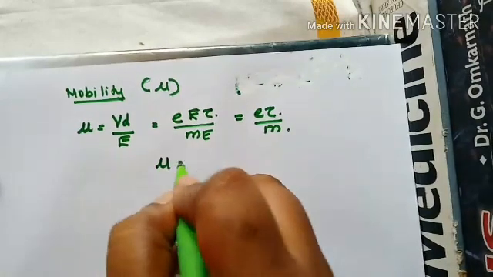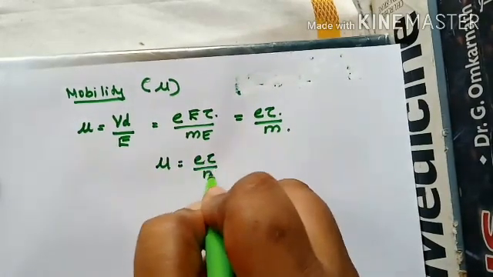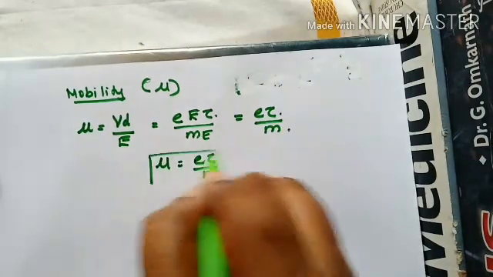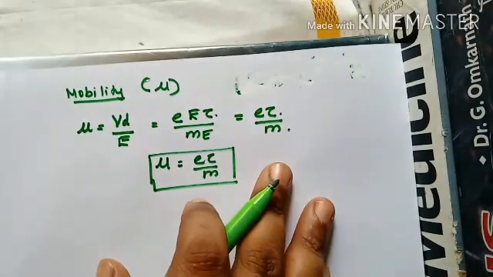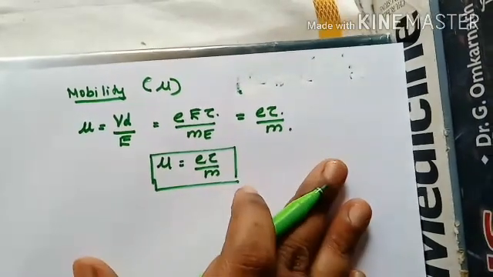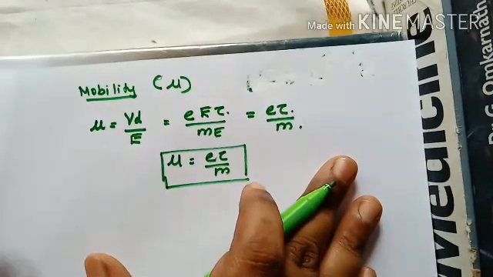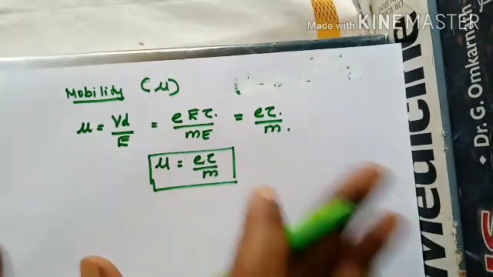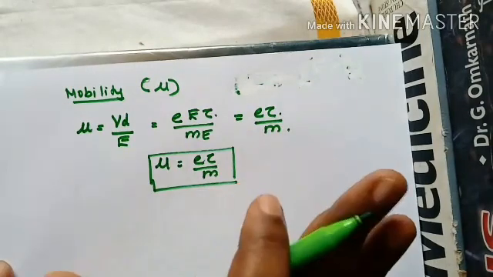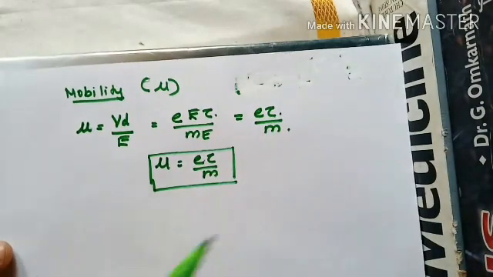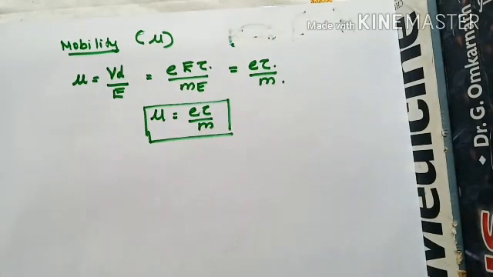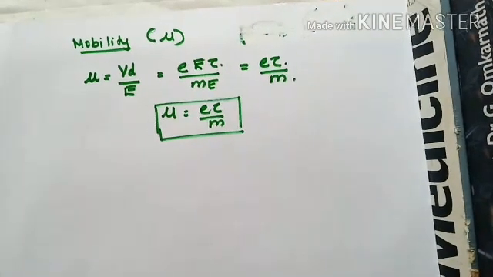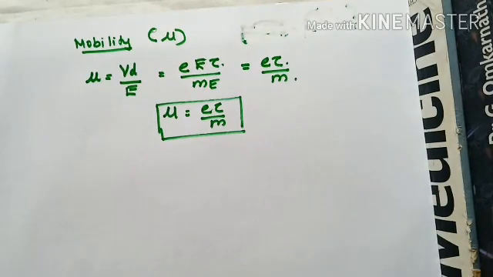So mu will be equal to e tau by m. That is the final expression for mobility. This expression is asked for 1 mark questions from an examination point of view, and it is usually a subtopic or sub question for another major question. Clear? This is a small derivation. Clear? Let's move on to the 3 marks question which is usually asked: what is the relationship between I and Vd, that is, current and drift velocity.